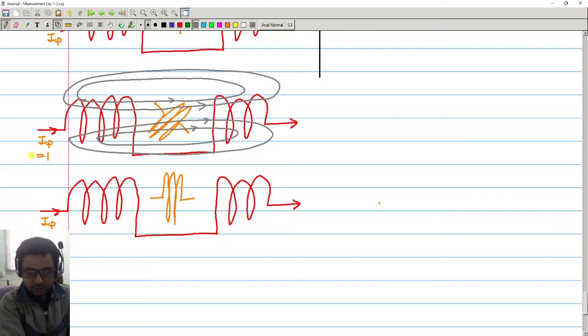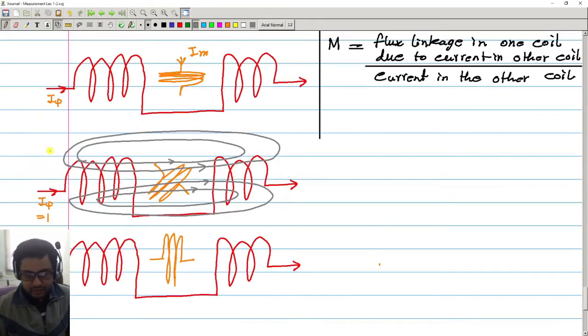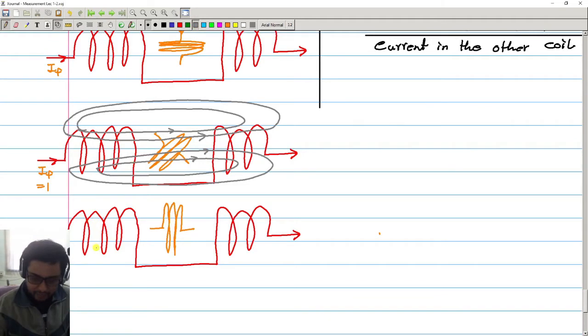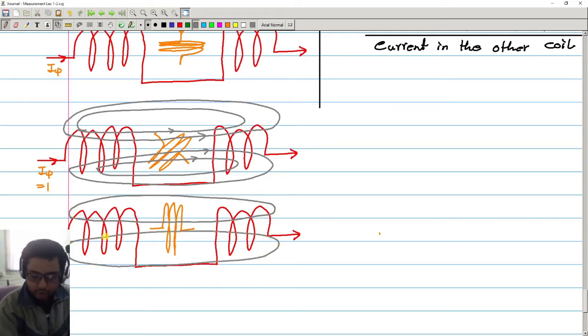Okay, now we have 3 possible scenarios. Look at this lowest diagram. Here, since the 2 sets of coils are parallel, most of the flux lines that are generated by the fixed coil will also pass through the moving coil. So here we have maximum flux linkage, maximum mutual inductance M.